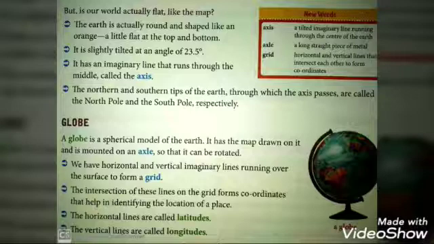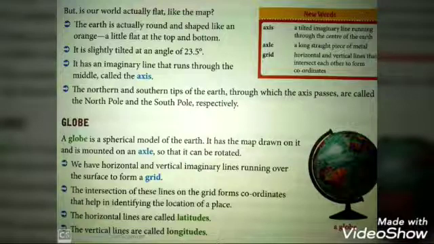It is called axis. The northern and southern tips of the earth through which the axis passes are called the North Pole and the South Pole respectively. The imaginary line that passes through the tips of the earth are called North Pole and South Pole.